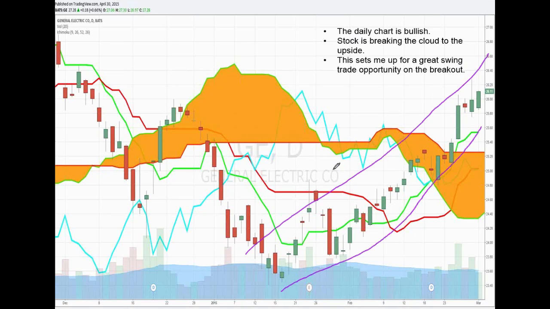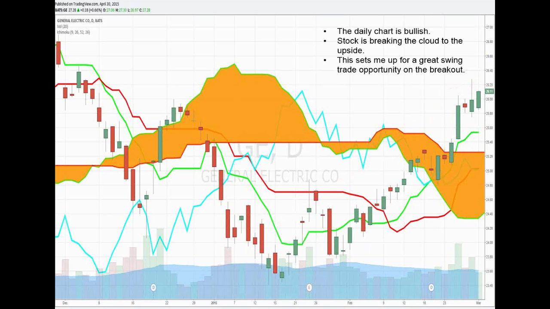So what do I think when I see this? Do I think that as we're breaking the cloud to the upside, as I see the stock continue higher, institutional money is coming in and getting short this and hedging themselves with call spreads out to 2017? No, that doesn't make any sense. So I know that it's most likely a speculative bet in GE here.